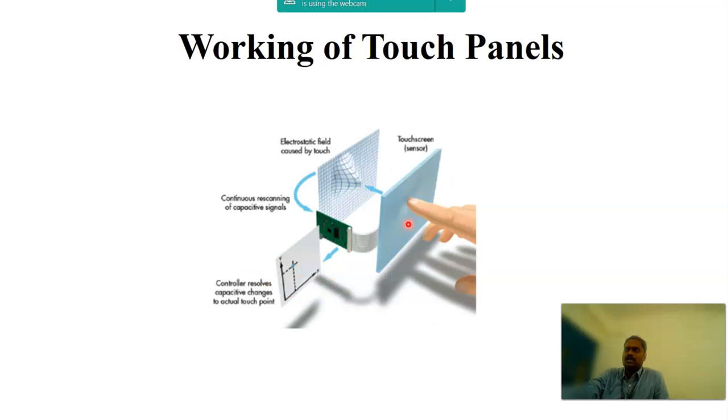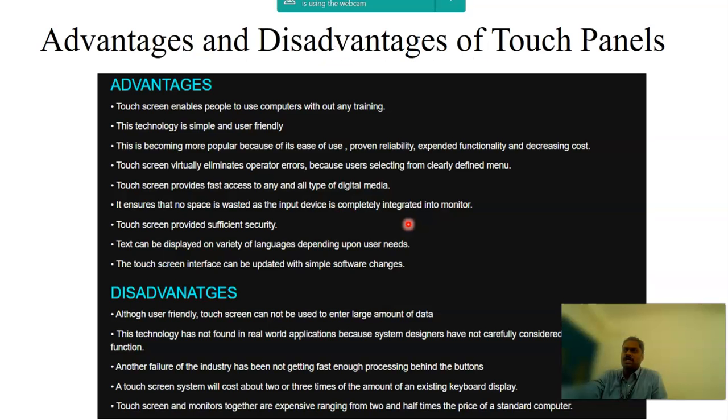So how does it work? Working of touch panels: if you make any impression on the touch screen, even on your mobile phone, a background electrostatic field is there. Caused by that touch, it will be observed, and continuous scanning of the capacitive signals is done and fed to the controller. It will convert the capacitive changes to actual touch points, and based on that the functionality will start working. Like that only this touch panel works.